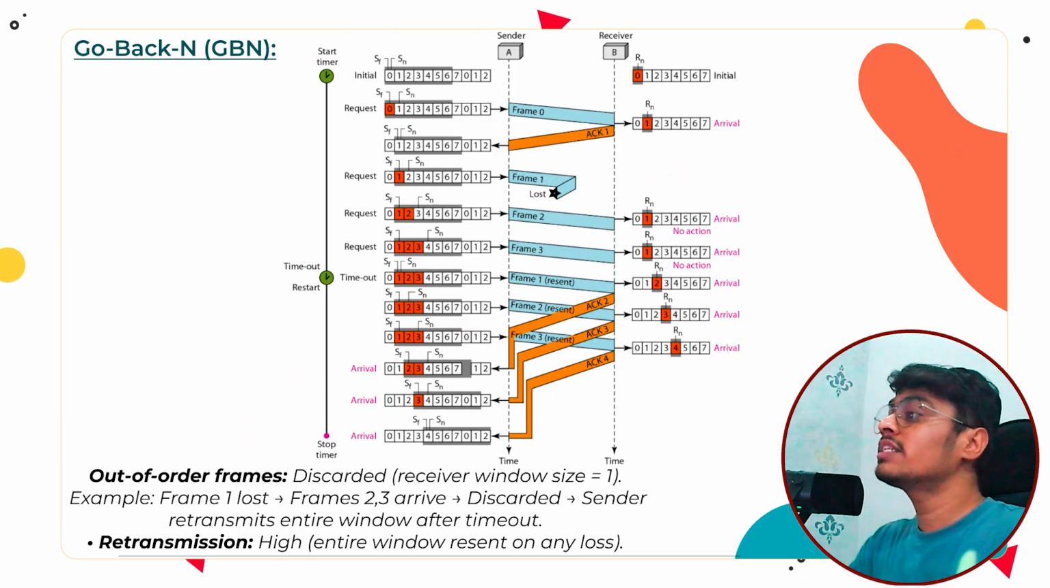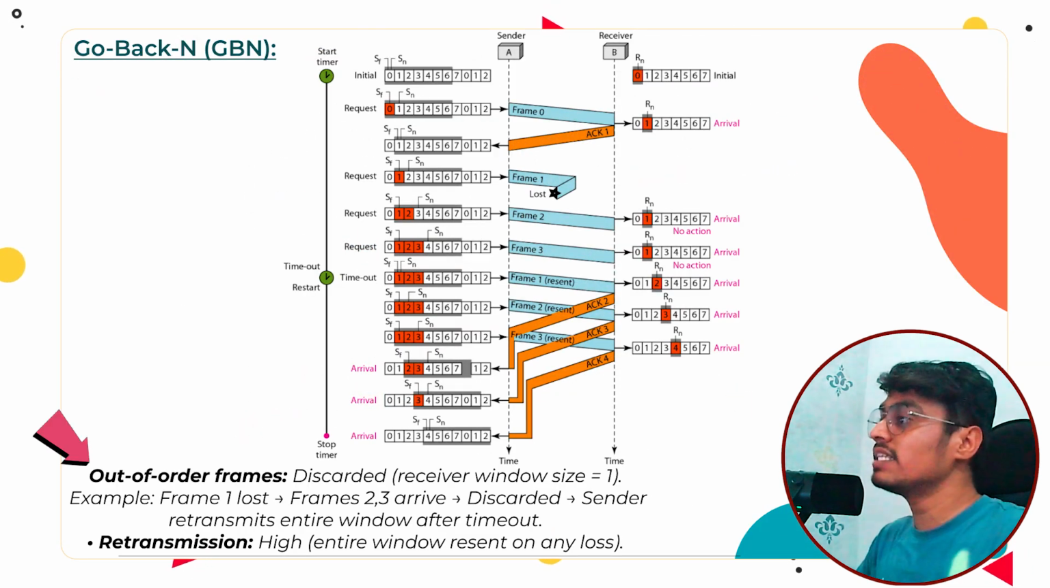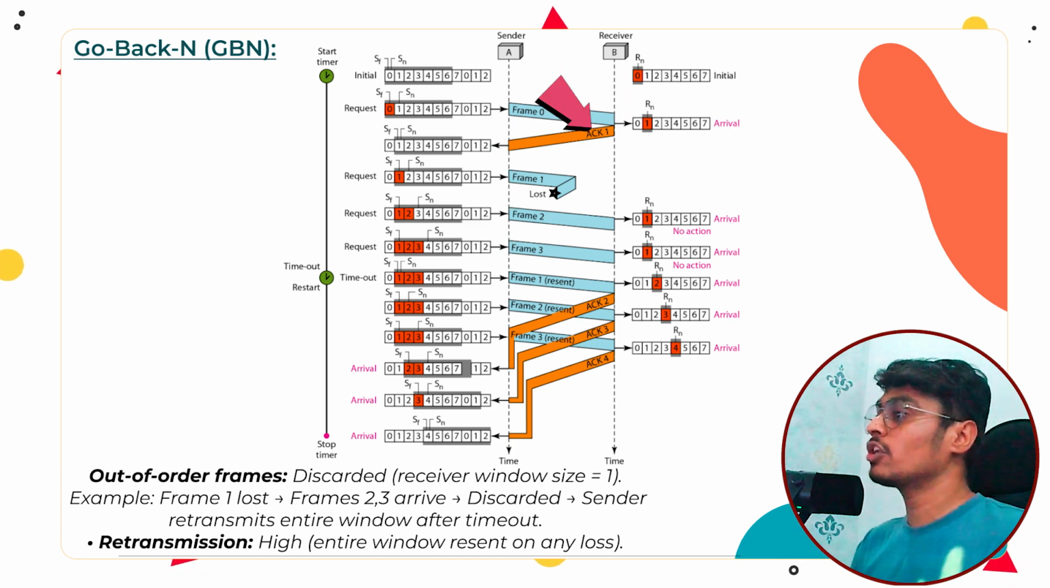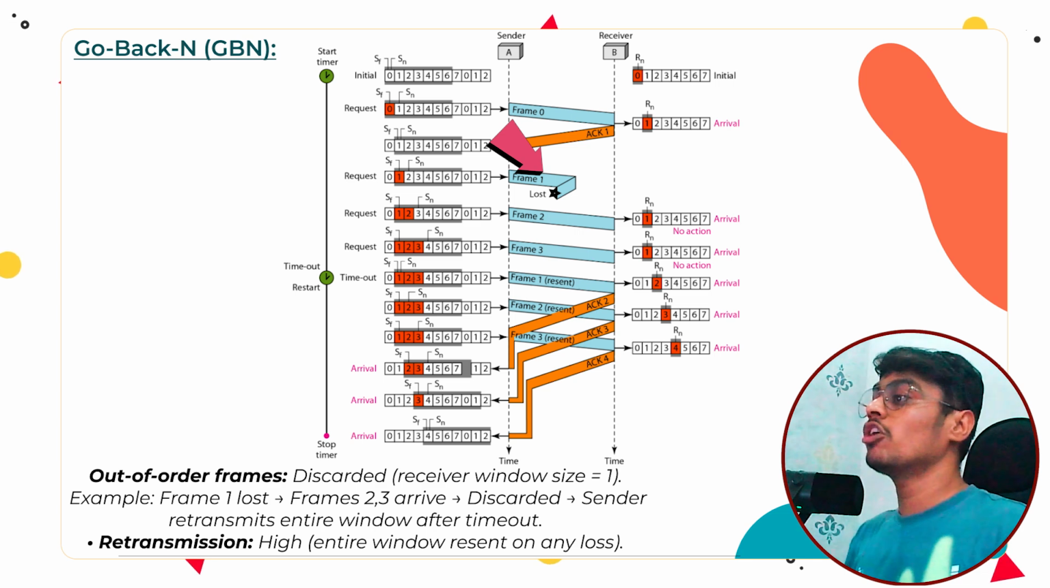Now here is the key issue with out of order packets. Let's say I send frames 0, 1, 2, 3 and the receiver accepted frame 0 and sent acknowledgement 1, but frame 1 was lost on the way.